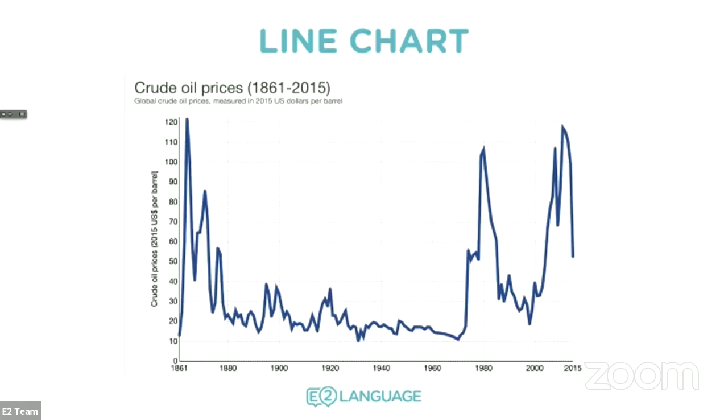This line chart represents crude oil prices in US dollars per barrel from the year 1861 to 2015. In 1861, crude oil prices were the highest at about $120 per barrel. This decreased significantly all the way through to the mid-1960s before it reached another peak in 1980 at about $110 per barrel. This decreased before increasing again until 2015, where it reached a final peak. Overall, prices have fluctuated over the period of time.